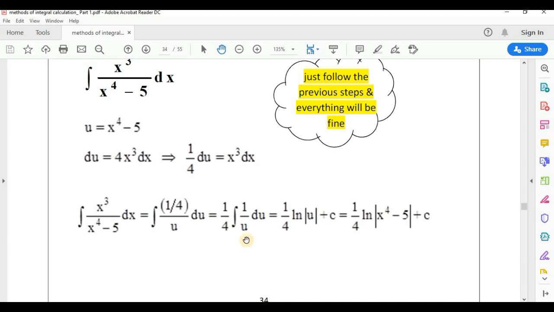How will we find the integral? What is the integral for this function? As we learned from the previous video and the previous lecture, it will be ln u plus, and don't forget the constant number. And later on, after we find the integral in terms of u, we will substitute the value of u. What is u? It will be x to the power 4 minus 5, and it will be the final result.